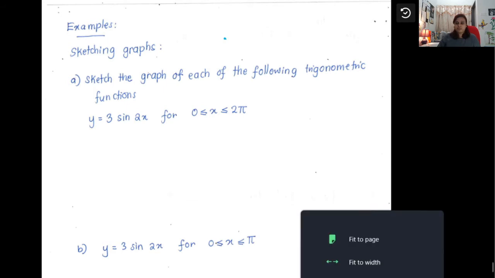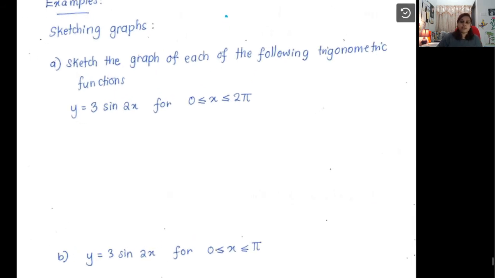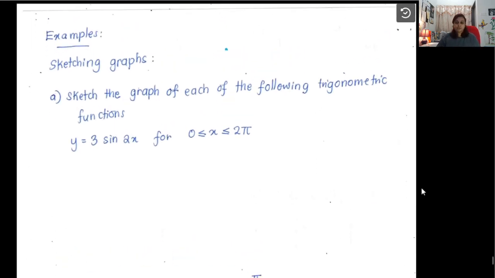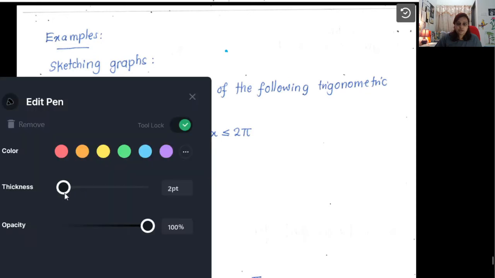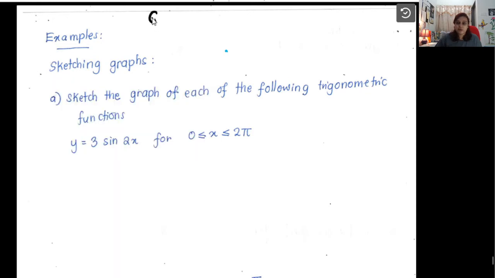Sketch the following graph. This is the important one that you need to know how to draw. Before we start on how to draw the graph, you need a few tips first. Let me give you the tips. The first tip is you need to know the general form. Please take notes or take it down.